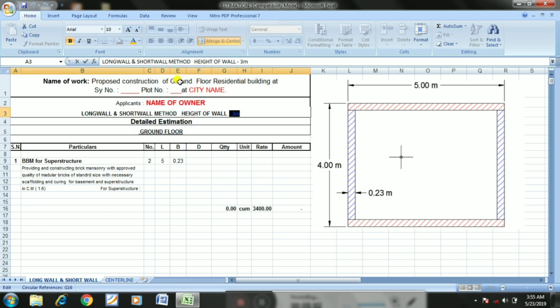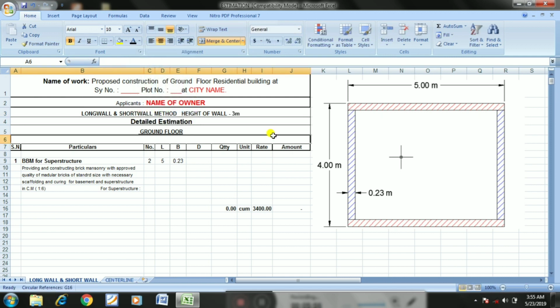Okay, this is 3 meter, whatever the height we are considering. The same thing I am taking here. This is the height of the wall, that is 3 meter. I'll write 3 meter here.